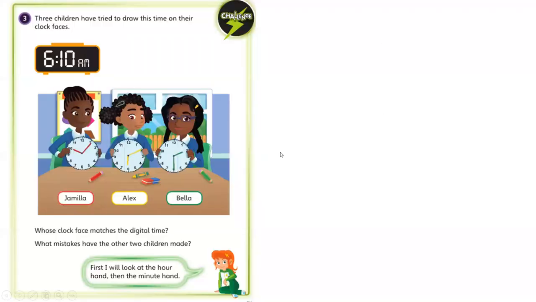I like this question. This is an interesting question to have a look at. Three children have tried to draw this time on their clock faces, and they're drawing 6:10 in the morning. So it's 10 minutes past 6 o'clock in the morning, right? Whose clock face matches the digital time? And here we've got a hint, which I absolutely agree with. First, I will look at the hour hand and then the minute hand. And we've got to see who's got it right and who's got it wrong.